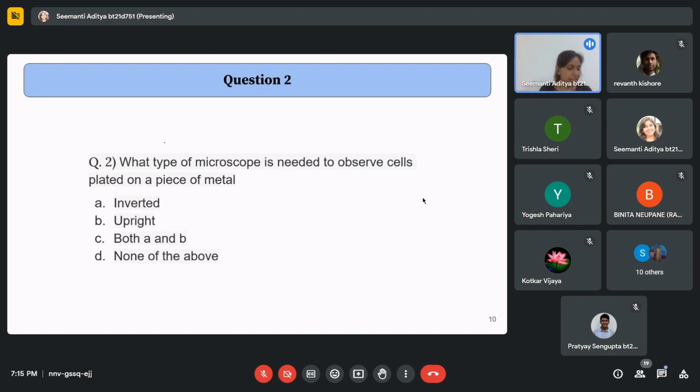So the correct answer is option B, because it's a piece of metal. Metal is a thicker substance. So if cells are placed on metal, we need to have an upright microscope to observe them.